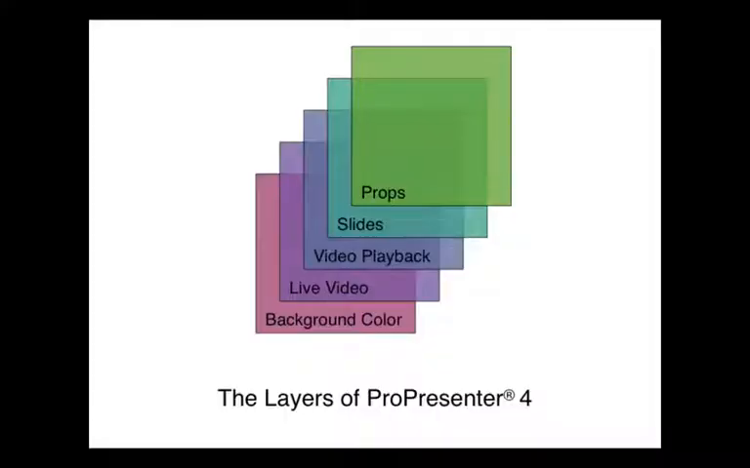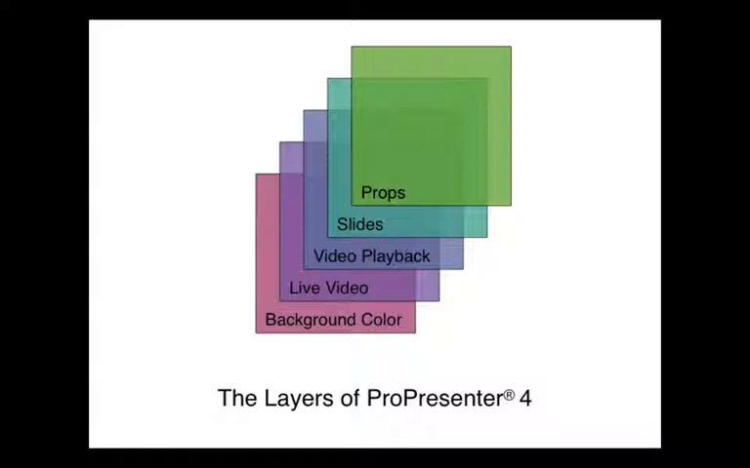The first of which is we have several different new layers in ProPresenter 4. At the very basic, we've got our background color, then we have live video that sits above that, all video playback occurs within a layer, and then all of your slides sit on top of that. Then we introduced a new layer that's called props, and props are persistent objects that exist above everything else, and that would be for nursery callouts, a logo bug in the lower right hand corner of your screen, or anything else that you want to sit on top of everything else that's going on during your live presentation.